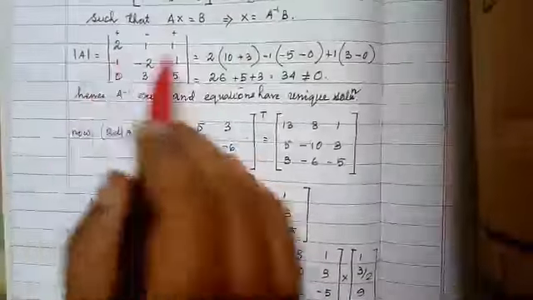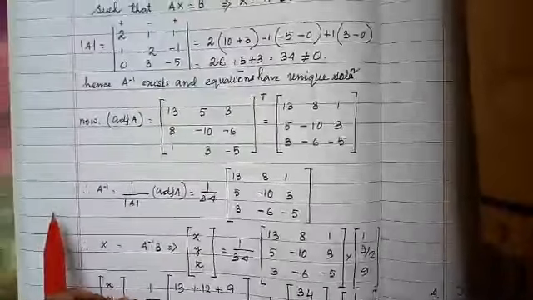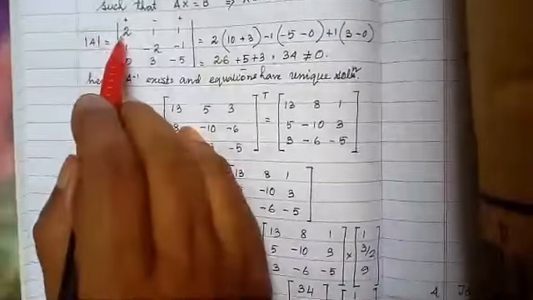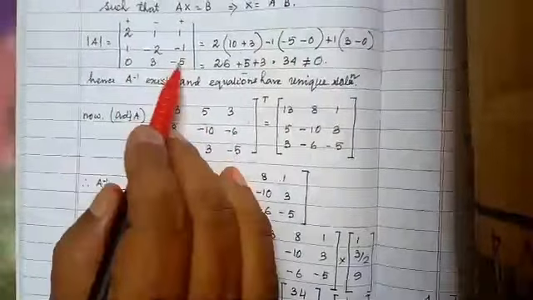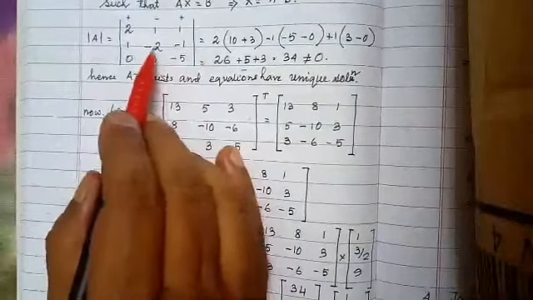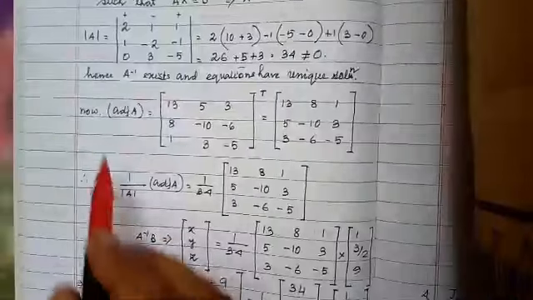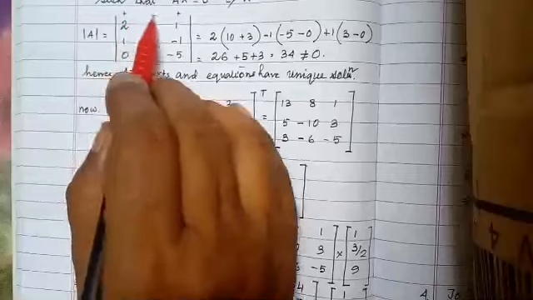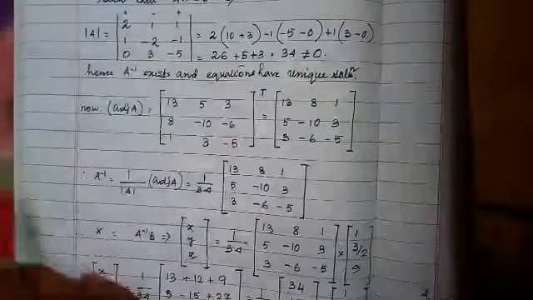Let us calculate. We are expanding along R1, the first row. So 2, leave this row, leave this column. So this into this minus this into this. So 10 minus of minus 3, plus 3. Then minus 1: plus, minus, plus, alternately the sign changes, which I have written here.